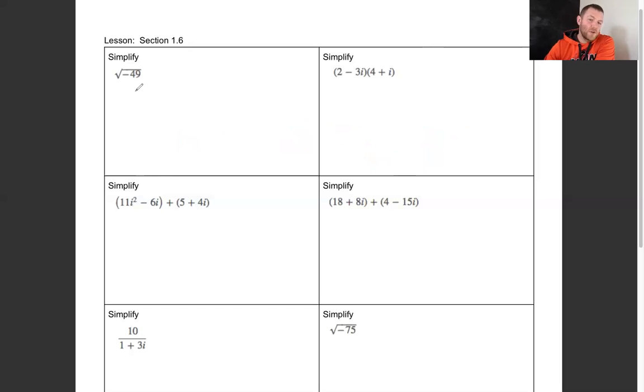Okay. So the square root of negative 49, I'm going to break that up. I'm going to take the negative out, square root of negative 1, which I know is i, times the square root of 49. I know the square root of 49 is 7. So my answer is 7i.